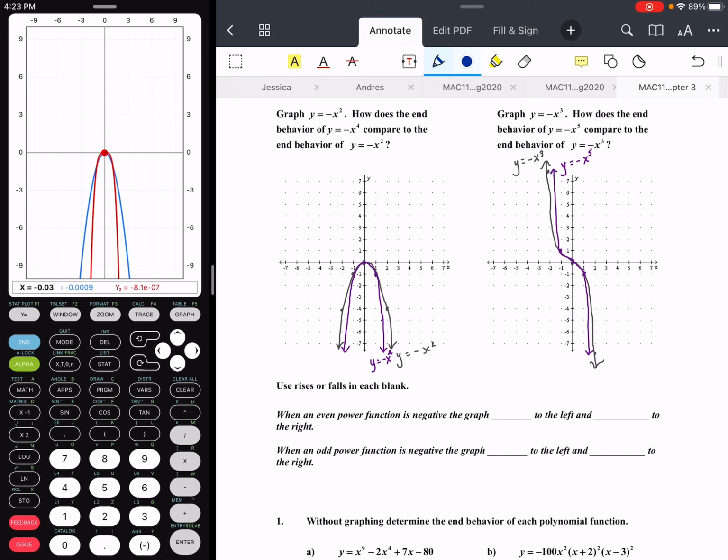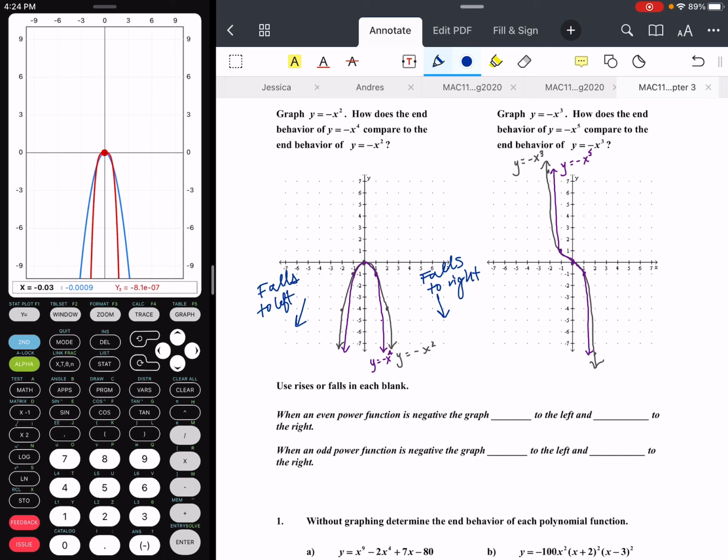So again, the end behavior matches for these two different power functions. As we go to the left and to the right, we can see our graph falls to the left and falls to the right.